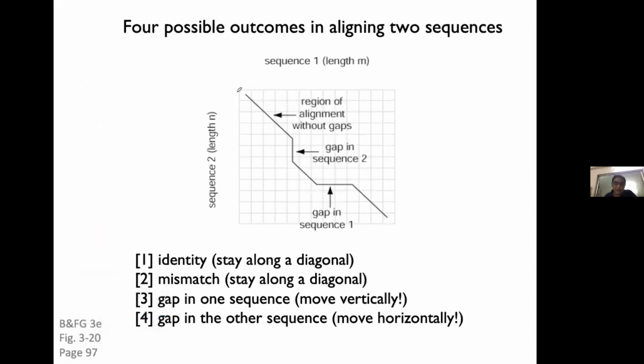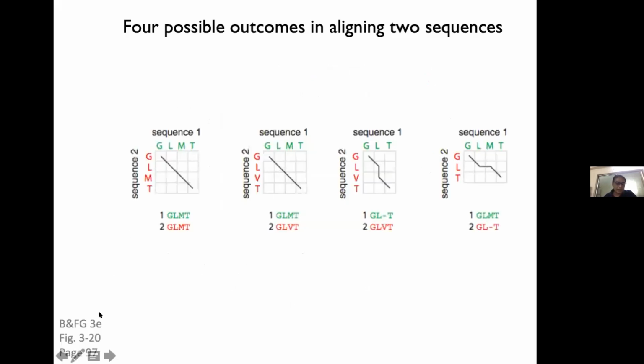So if you find that our alignment is going along diagonally, that means it's a match or a mismatch. If it goes vertically, there is a gap in sequence 2. If it goes horizontally, there is a gap in sequence 1. So try to remember this one. If it goes vertically, there'll be a gap in sequence 2. And if it goes horizontally, there is a gap in sequence 1. And if it goes diagonally, there is a match or a mismatch.